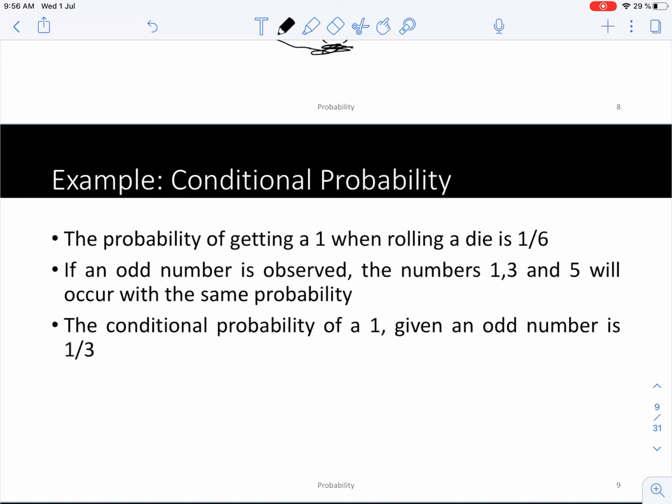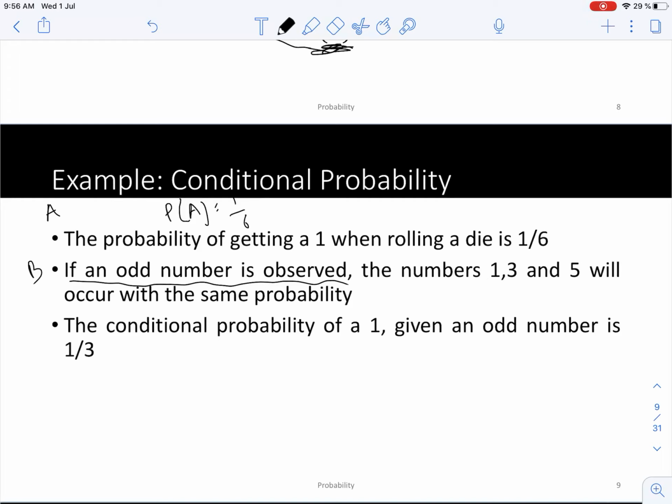This is just to give you some intuition, this first example. It says, the probability of getting a 1 when rolling a die. Imagine that getting a 1 is event A. So the probability of A is 1/6, right? If you don't have any other information, because you have 6 possible outcomes, and only in one of those outcomes you get 1, therefore the probability is 1/6. But then let's say that we define an additional event, let's call it B, that an odd number is observed.